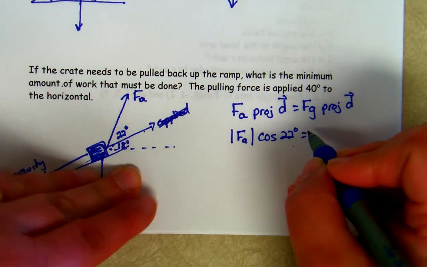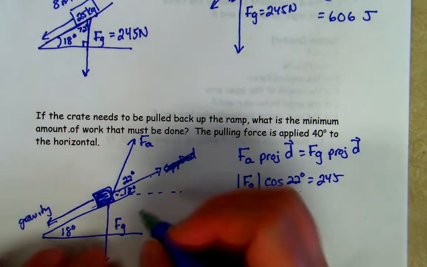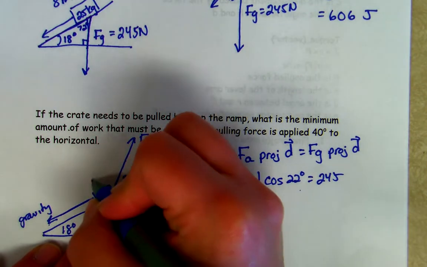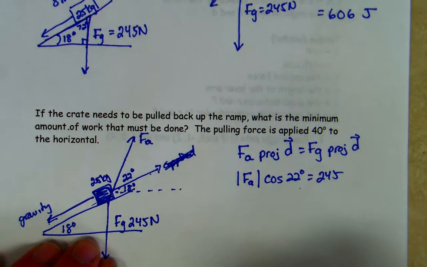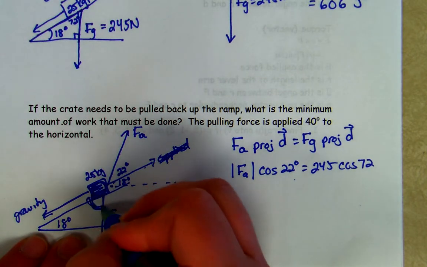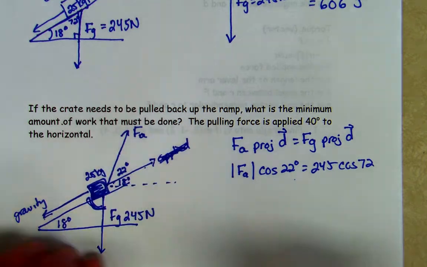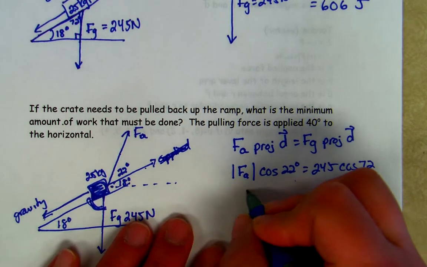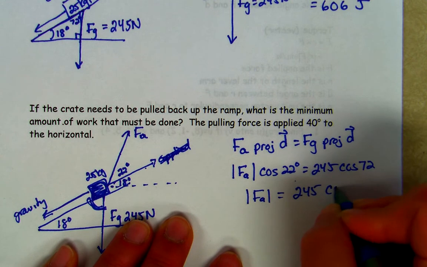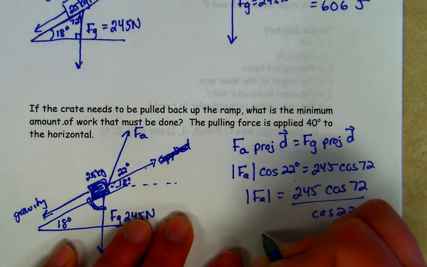That has to equal 245, because from up here, we know that gravity in this case is 245 newtons, because it's still the 25 kilogram trunk, times cos of 72, because 72 degrees is the angle between gravity and the displacement down there. I can solve this, that the magnitude of the applied force is 245 times the cos of 72 divided by the cos of 22.